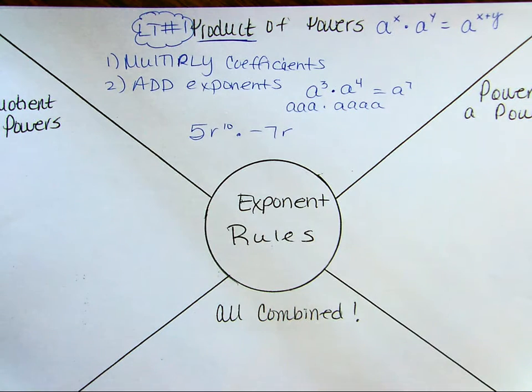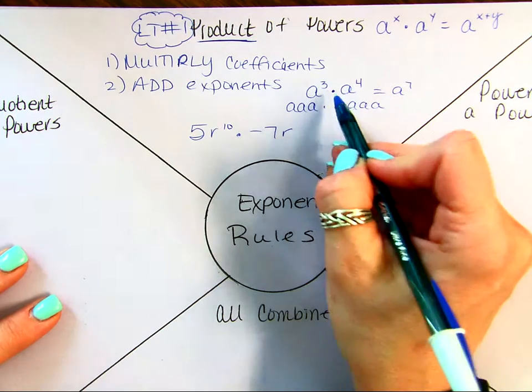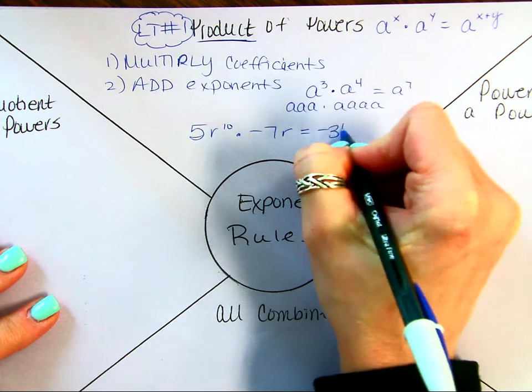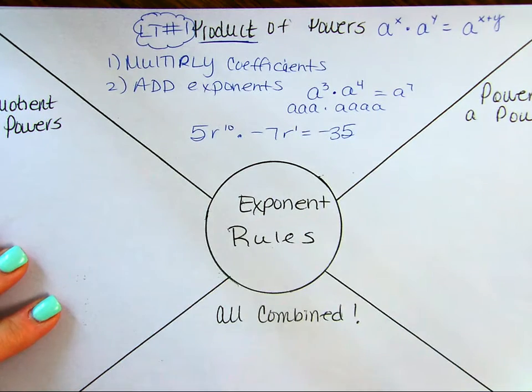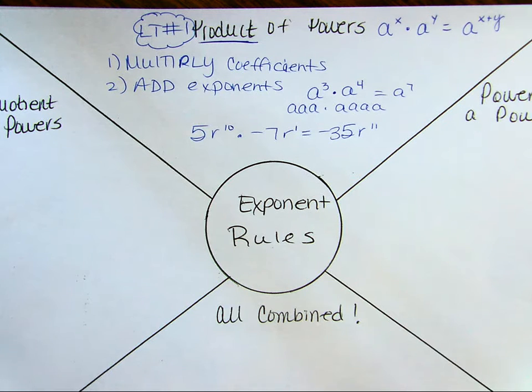All right? And that's where rule number 1 comes in. We multiplied those coefficients, so that's where the product part of it comes into play. And that gives you a negative 35. And then 10 plus 1 is going to give you your 11. Okay, and there wasn't really much else to it than that. So everybody okay with rule number 1? Or exponent rule number 1?